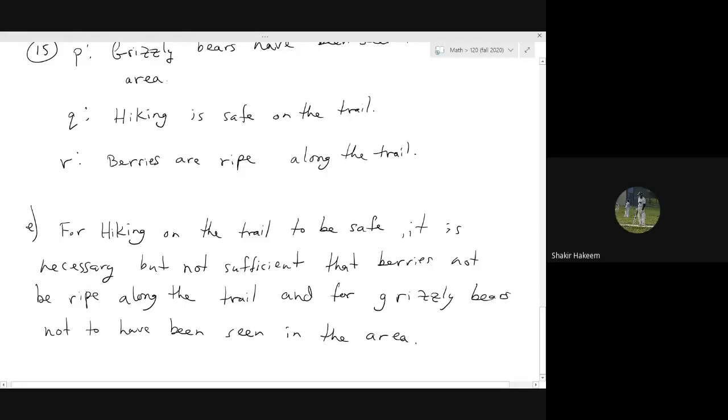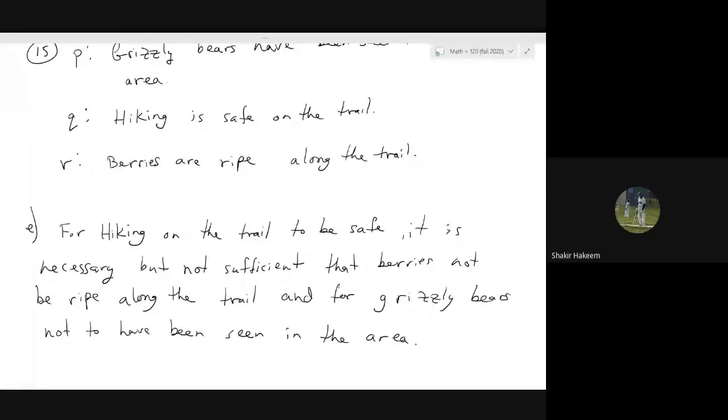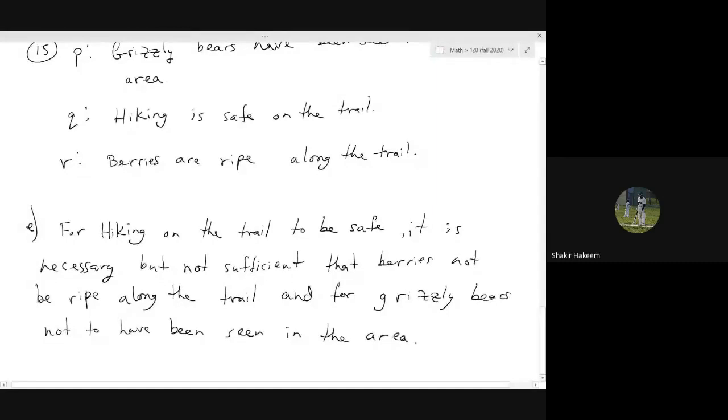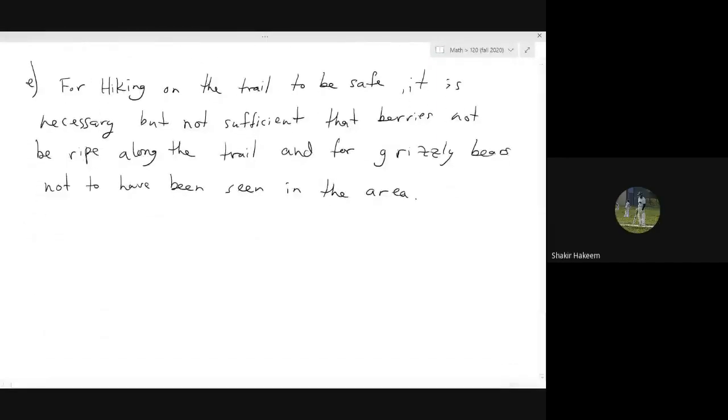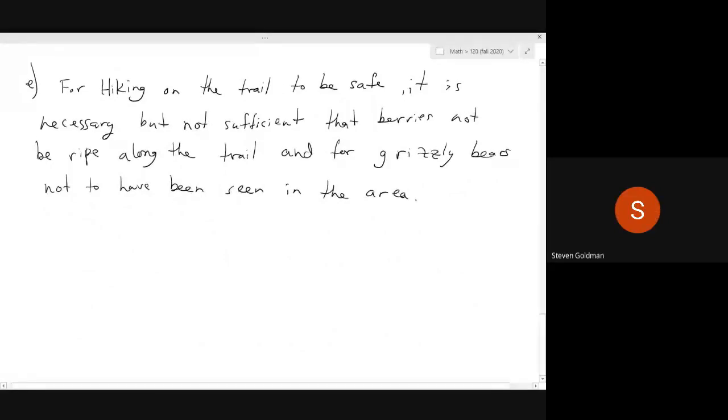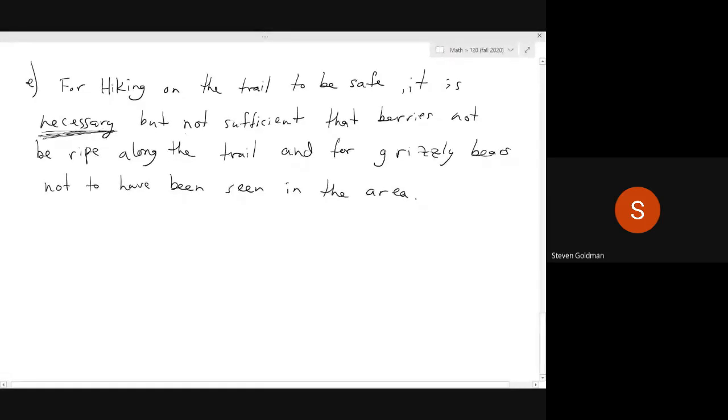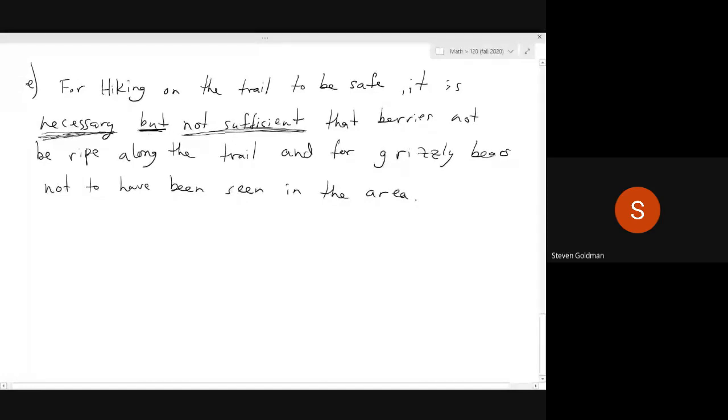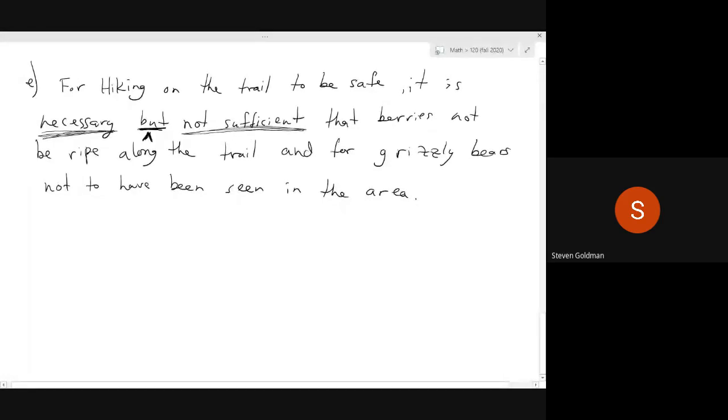Yes, professor, necessary but not sufficient is a conditional statement. So there are two sentences going on here. There are two parts. We can break this up into two parts. Part number one, the necessary part of the sentence, and the second part, the not sufficient. And the but here tells us that this is a conjunction, right? But is the same thing as and. So that's really what we're going to do here.